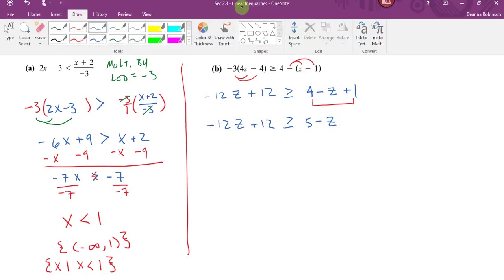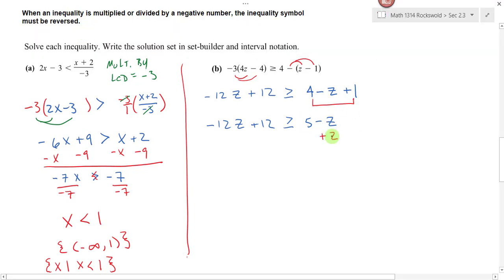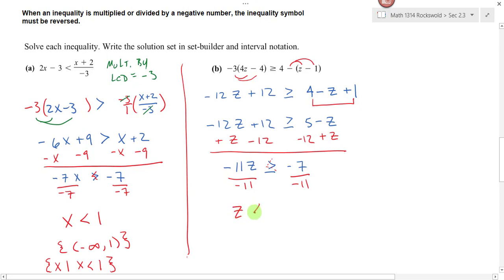Do I want my variables on the left or on the right? So I'm going to add z to both sides of the equation to move it, and I'm going to subtract 12 from both sides of the equation to move the constants. When I do that, that gives me -11z is greater than or equal to 5 minus 12 is -7. Is that right? How do I get the z by itself? Divide by -11. What you do to one side you have to do to the other, but because we divided by a negative, I've got to flip that inequality. So that means my final answer is going to be z is less than or equal to 7/11.